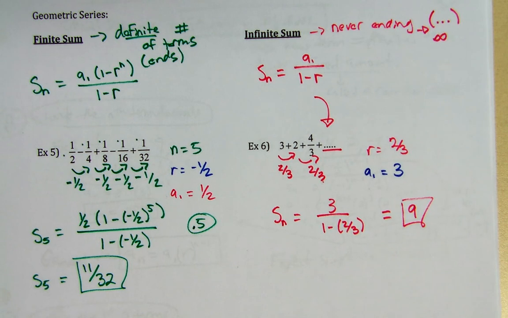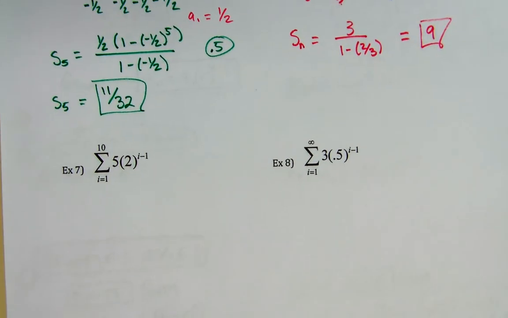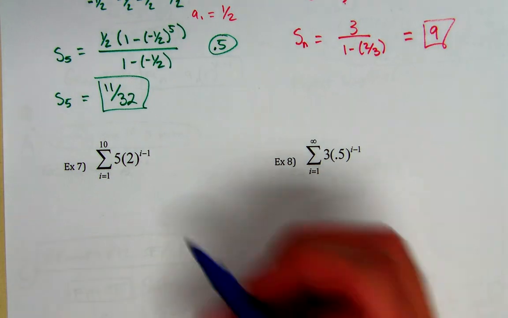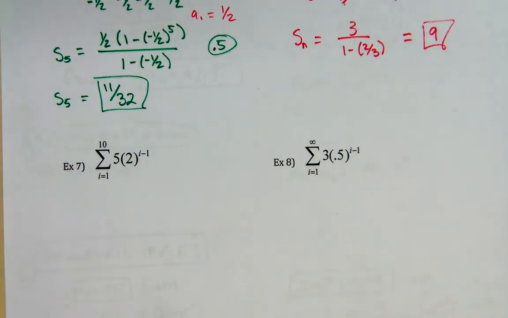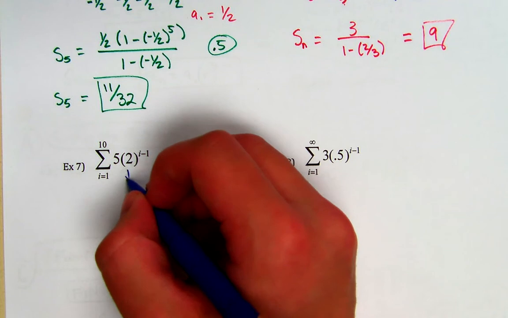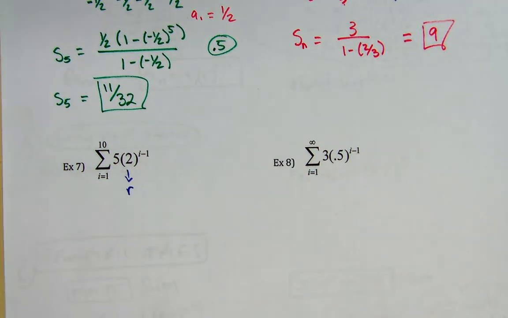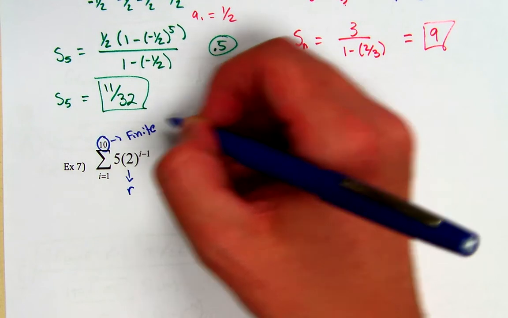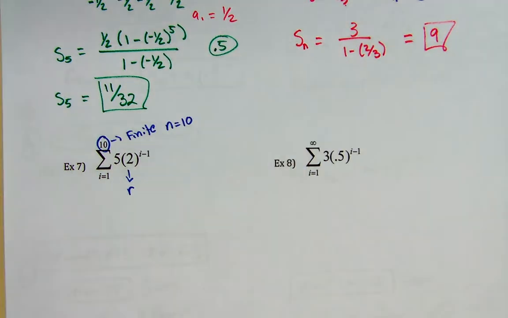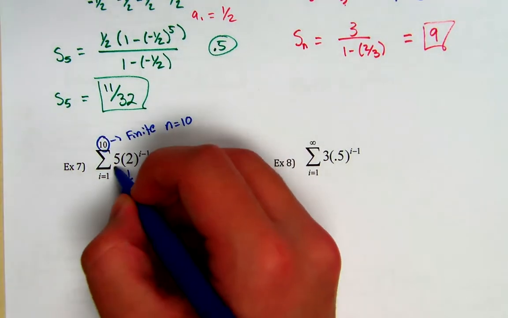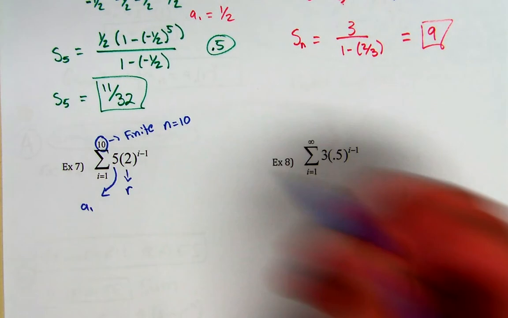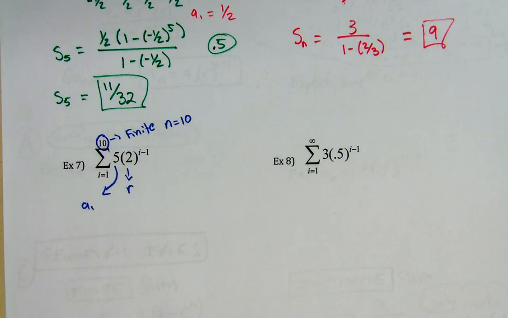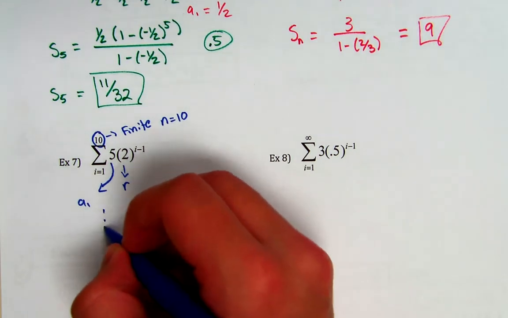Alright, I'm only going to talk about these, and I'm going to let you try them. So key things, already in summation, sum tells me I need a sum. Here's r. This tells me that it's finite. N equals 10. That's how many terms there are total. And 5 is a1. Hopefully you were able to pick those parts out, but in case you weren't. So now you go ahead and you keep going with that one.